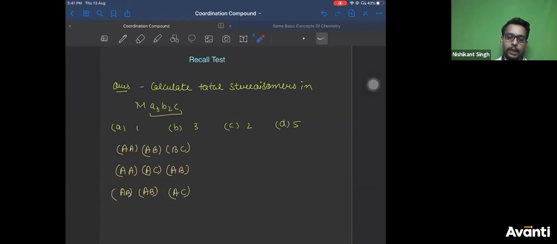So there are 3 geometrical isomers possible for this. Please let me know if there is any one which I have missed. Okay? These three geometrical isomers are possible for this.